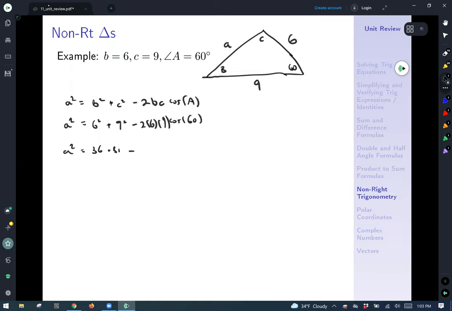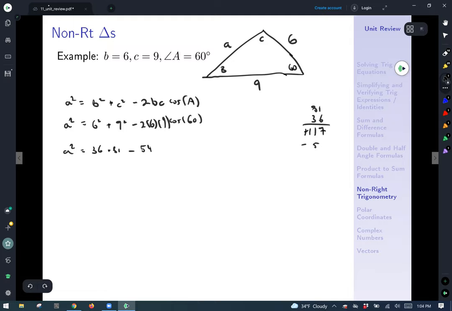Cosine of pi over 6, what is that? Or 60 degrees. Cosine of 60 degrees is 1/2. So this is one half times 6 times 9, which is 54, I think. 36 plus 81 minus 54, some number. 81 plus 36 gives us 7, 8, 9, 10, 11.